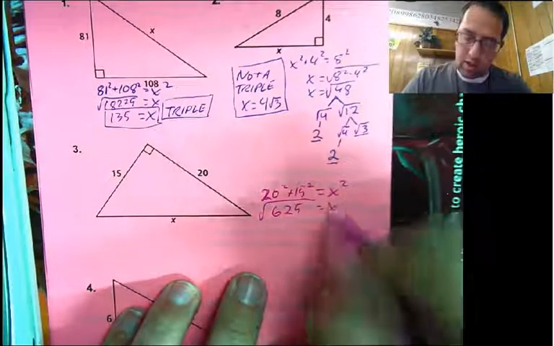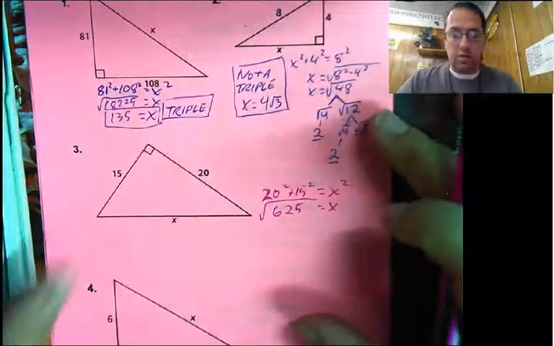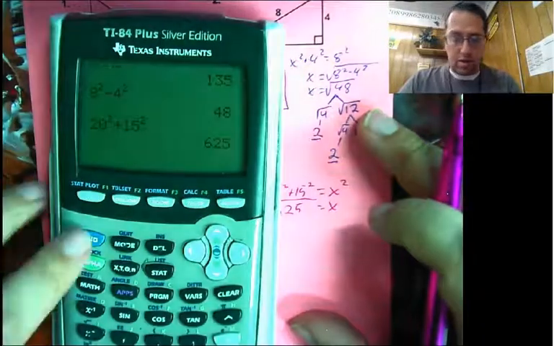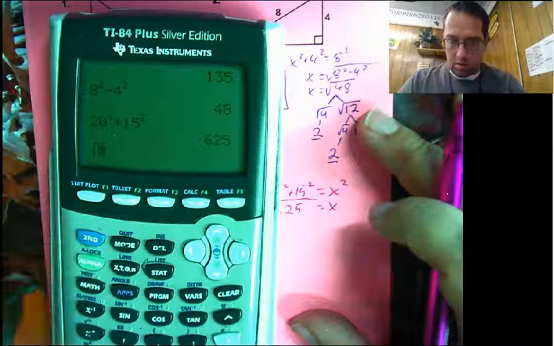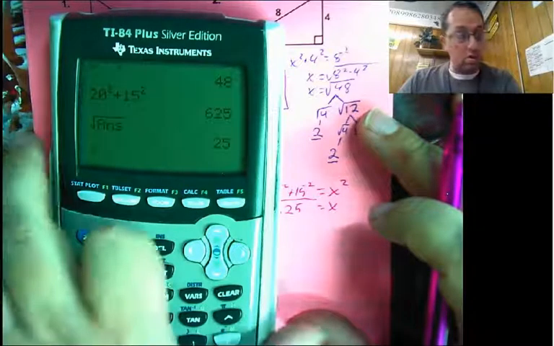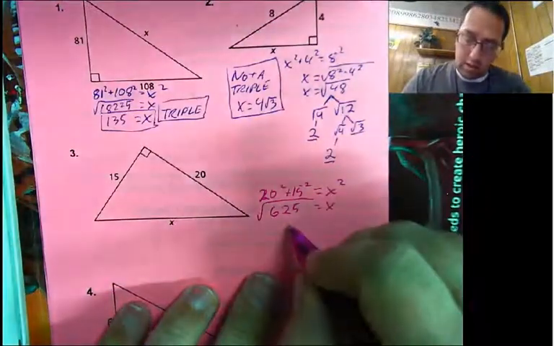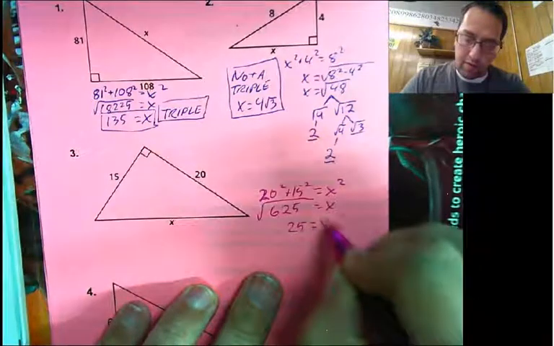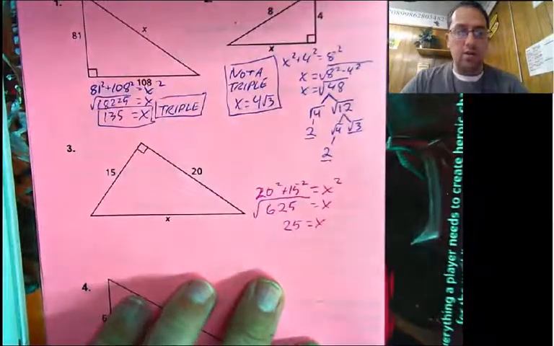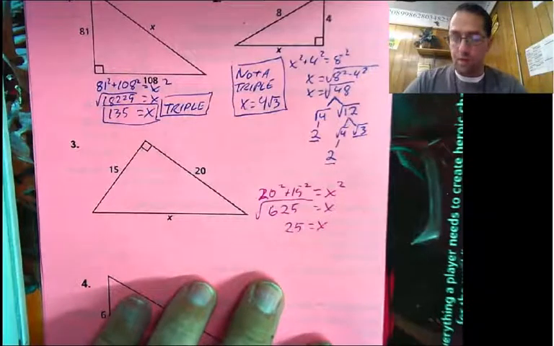625 is going to equal x. Is this a perfect square? Well, let's find out. Square root, second answer, and that is 25. So x equals 25. Is this a Pythagorean triple? Because that was the question, right?